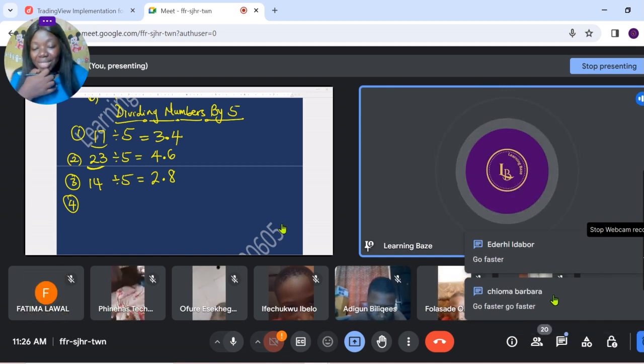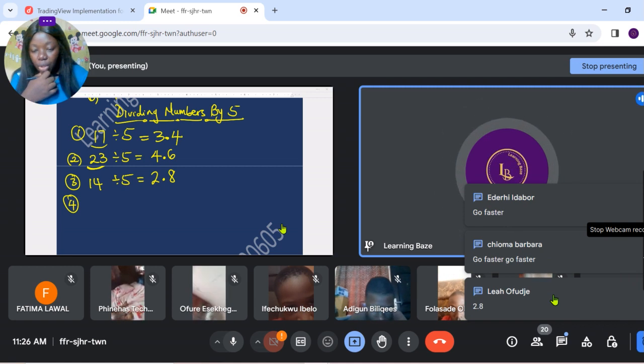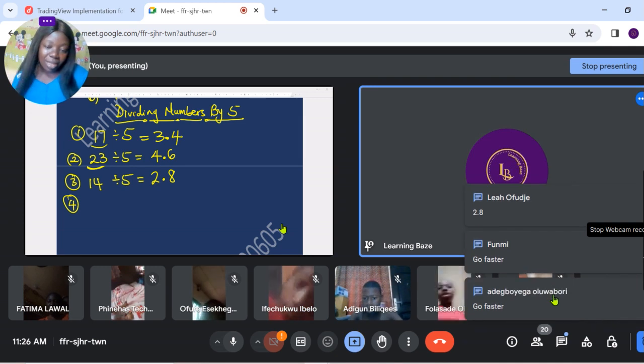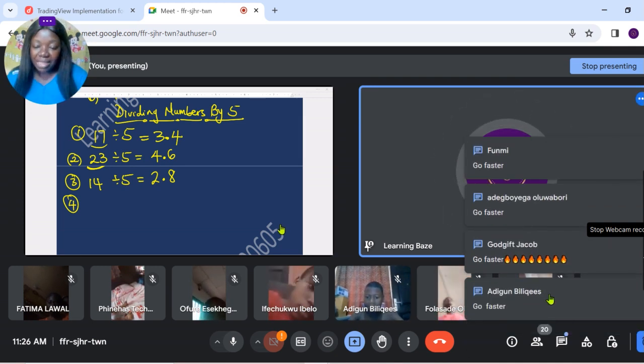If you can't see my screen, it is your network. Please leave the class and come back to class. Others can see my screen. Please leave the class, then come back to class.